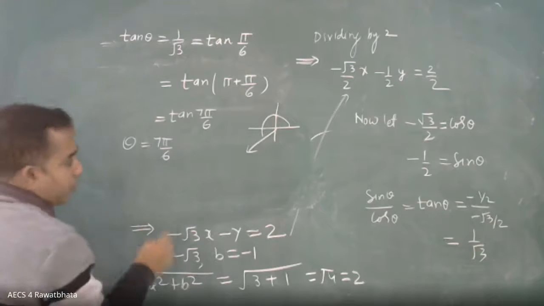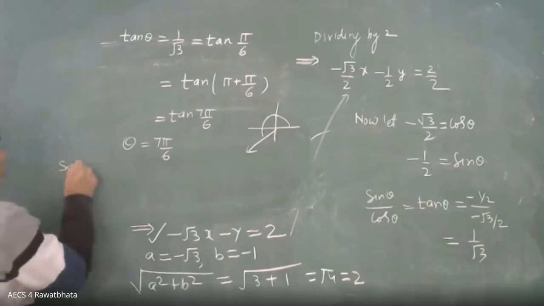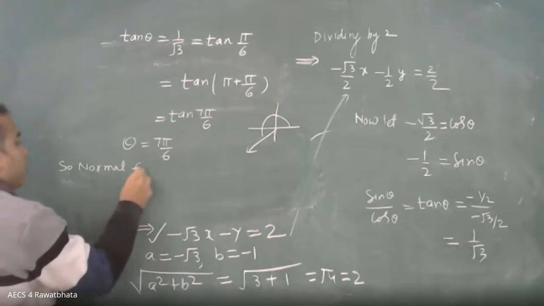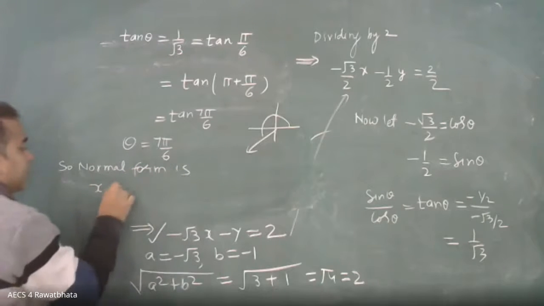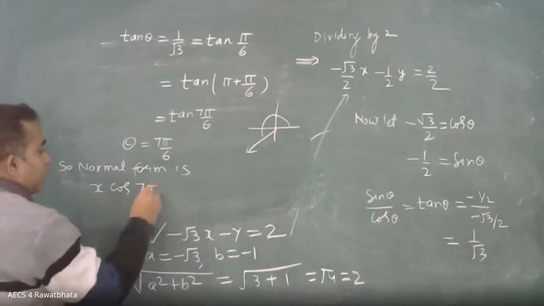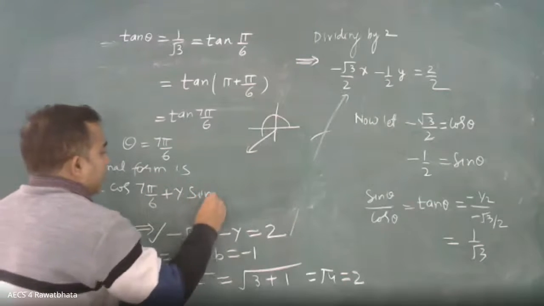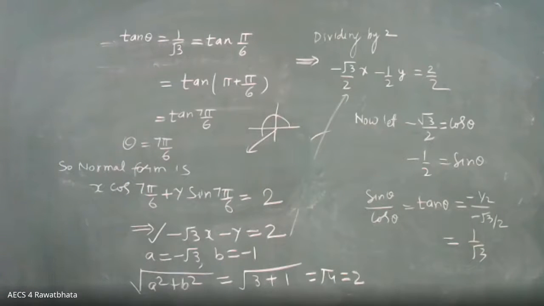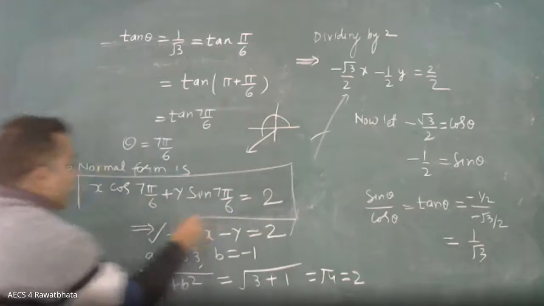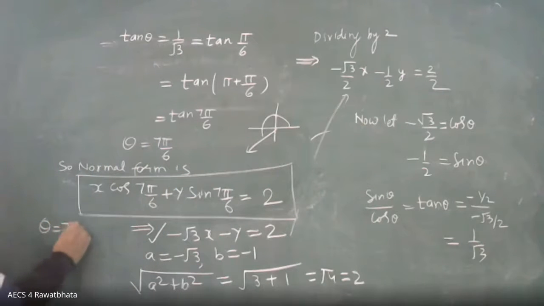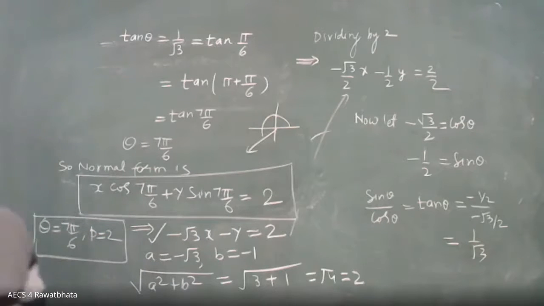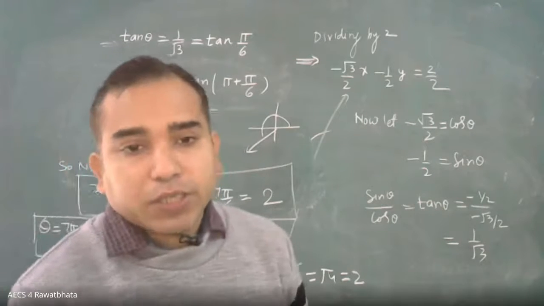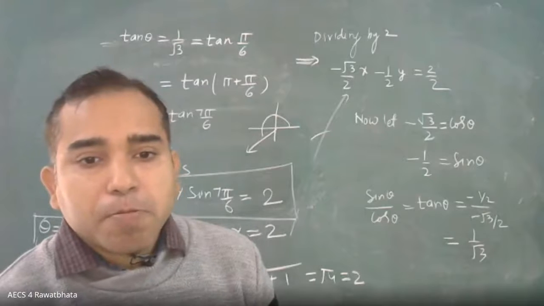So normal form will be x cos theta, theta we have got 7 pi by 6, plus y sine 7 pi by 6 is equal to the right hand side, which was 2. So theta is 7 pi by 6 and p is equal to 2. This is the conclusion and the values of theta and p. So got it, students? So this was question number, which one?